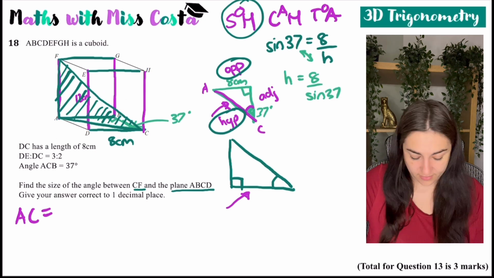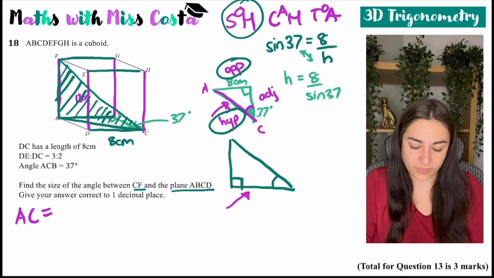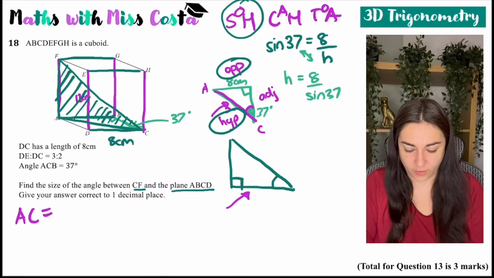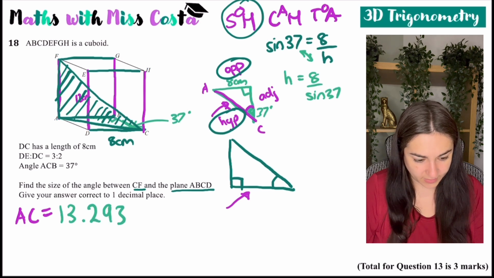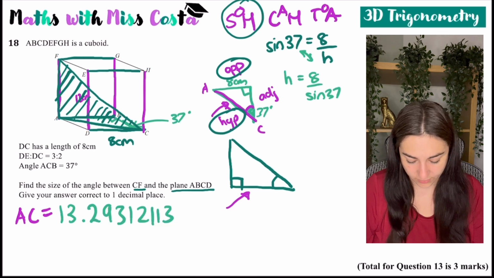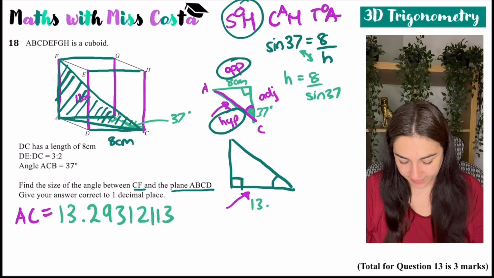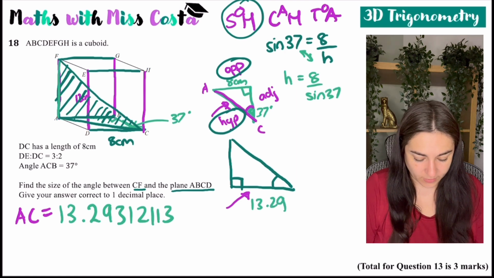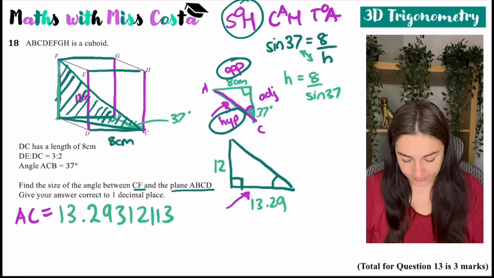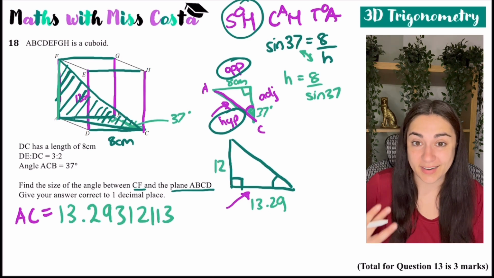So I know that AC is going to be 8 over sine 37, which is 13.2931213. So I know that this length here is 13.29. What else do I know? Well, I know that this side here is 12, and therefore I know two sides and I need to figure out the angle.